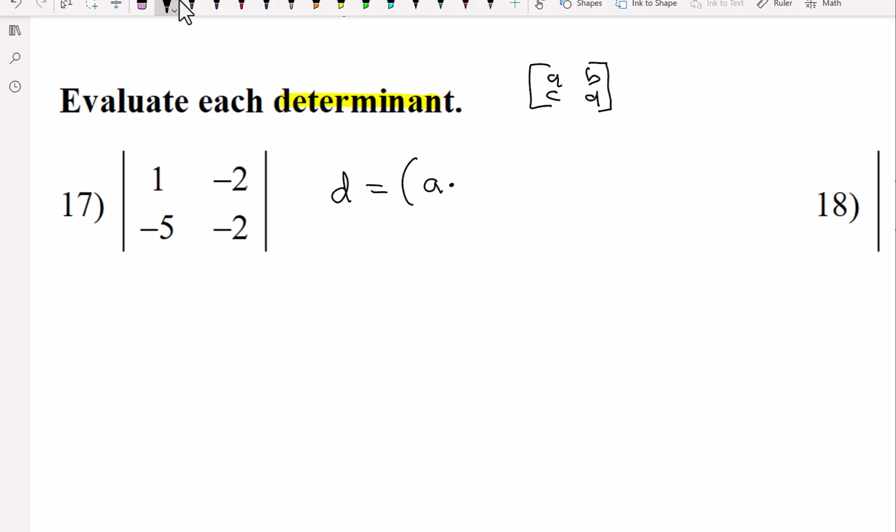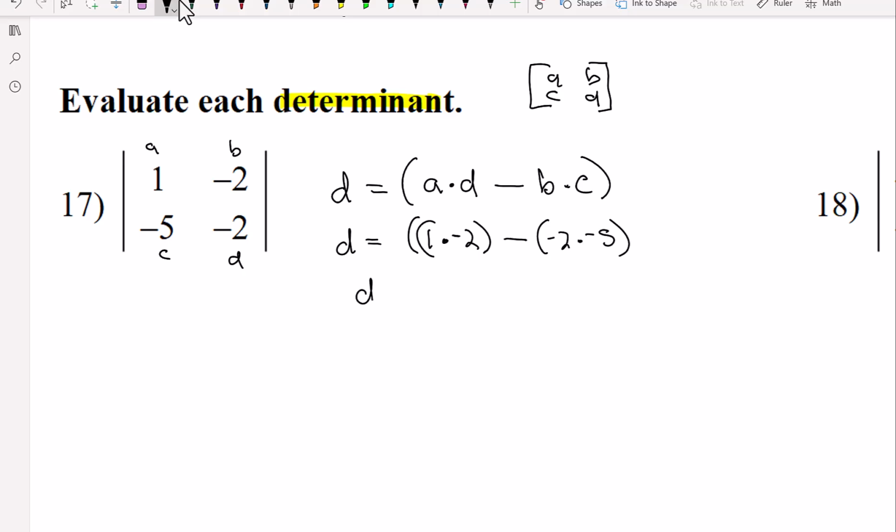It's the A times the D value, subtract the B times the C value. So in this case, here's our A, here's our B, here's our C, here's our D. So our A value times our D value, subtract our B value times our C value. So let's see, what do we have? 1 times negative 2 is negative 2. Subtract negative 2 times negative 5 is positive 10. So in this case, our determinant is negative 12.